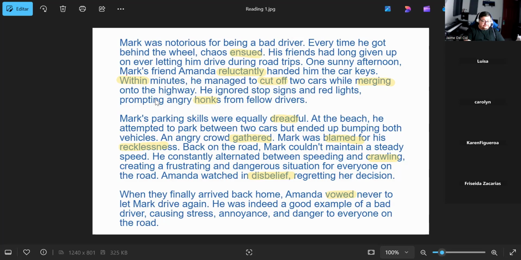Mark was notorious for being a bad driver. Every time he got behind the wheel, chaos ensued. His friends had long given up on ever letting him drive during road trips. One sunny afternoon, Mark's friend Amanda reluctantly handed him the car keys. Within minutes, he managed to cut off two cars while merging into the highway. He ignored stop signs and red lights, prompting angry honks from fellow drivers.